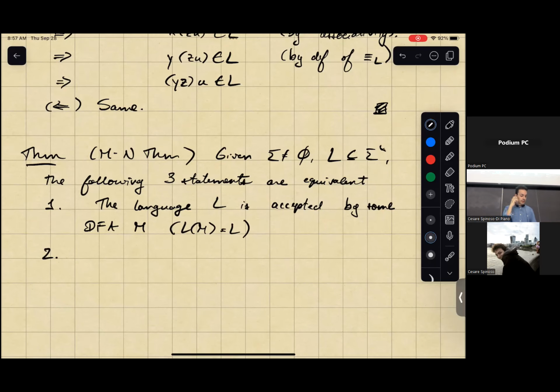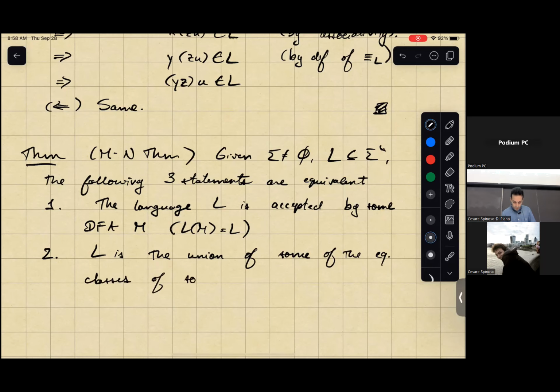So the second statement is slightly longer, but it's going to be okay. I'm going to explain it. But this is the statement. L is the union of some of the equivalence classes of some right invariant equivalence relation R of finite index.